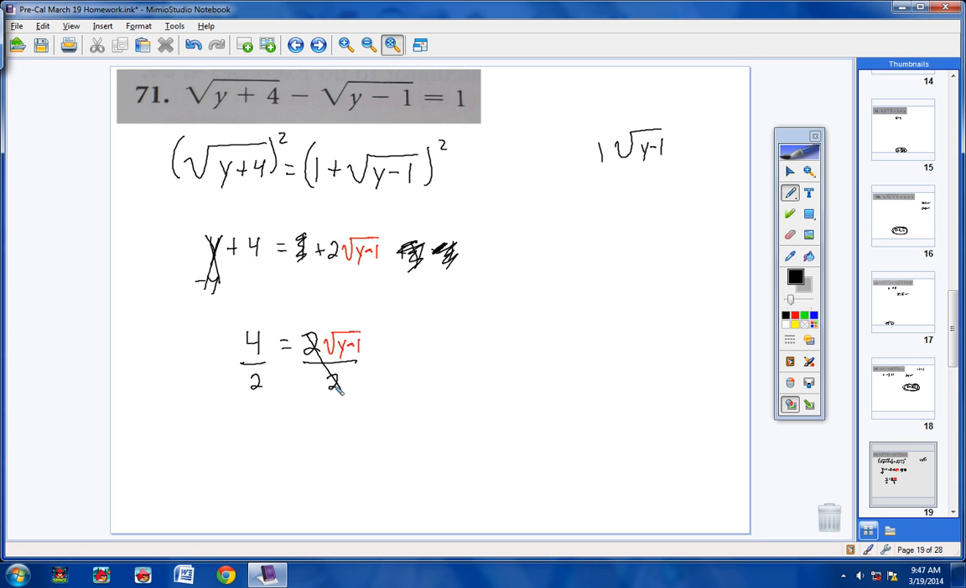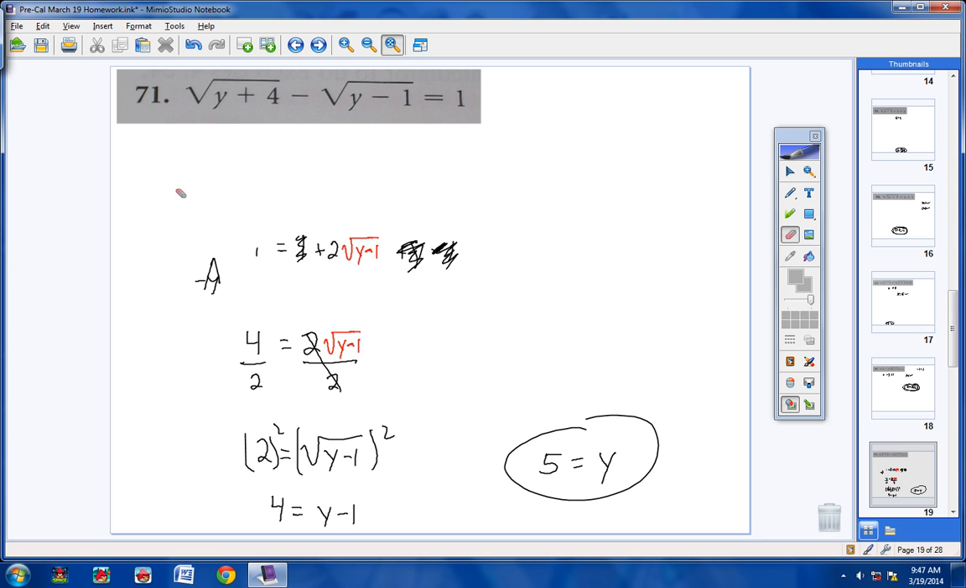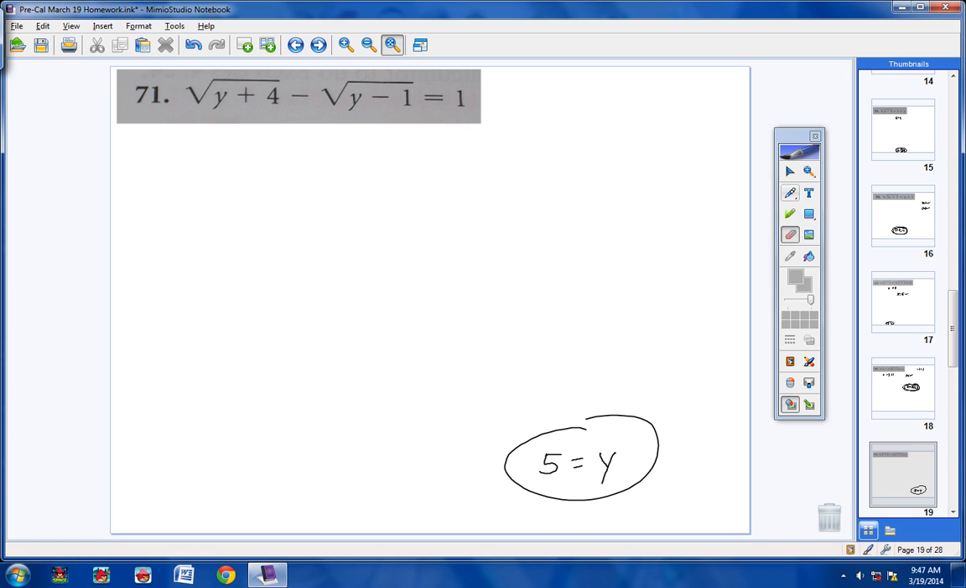Divide this side by 2, these cancel, and 2 equals the square root of y minus 1. Well, we can square this square root, but if you square one side, you got to square the other side, and you get 4 equals y minus 1. Bring the negative 1 over, make it positive, and you get 5 equals y for number 71. So you're saying, I think this is my answer. Now when you're dealing with root equations, you need to check your final answer.